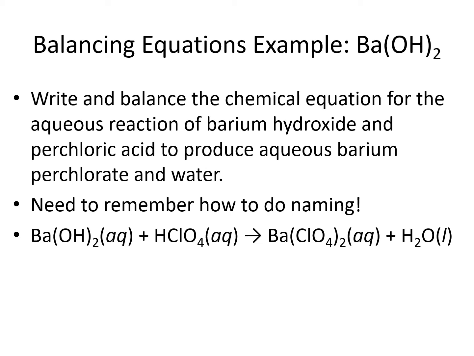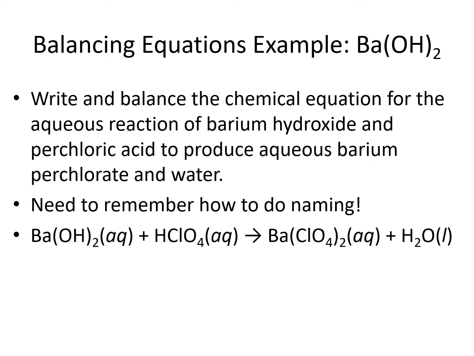Barium hydroxide is Ba(OH)2. Remember, barium's in group 2A, so it has a +2 charge as an ion, and hydroxide is a polyatomic ion with a -1 charge. We need 2 hydroxide -1s to balance out the +2 of the barium.